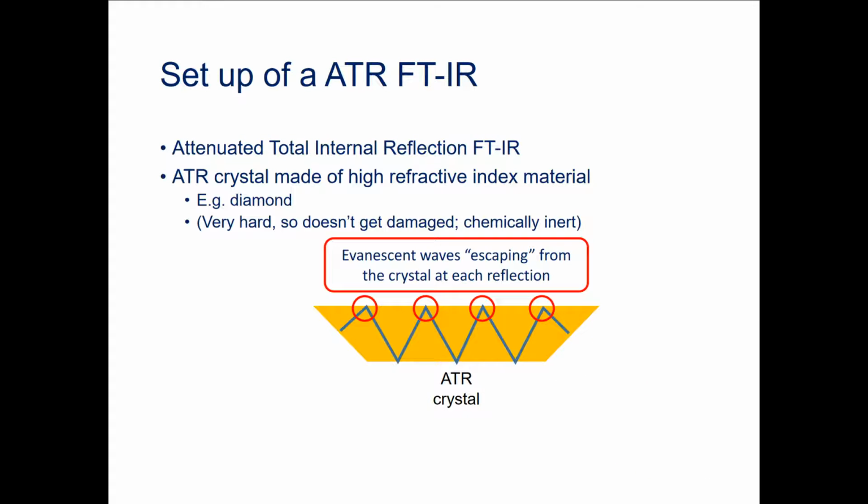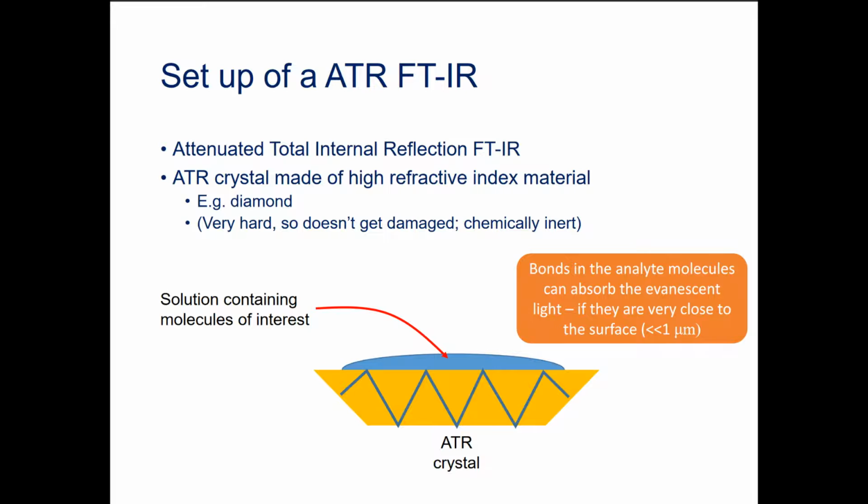Total internal reflection occurring inside of the ATR crystal means that the beam of light goes to the detector and comes from the interferometer. The ATR crystal is made of a material that has a high refractive index and is chemically inert, usually diamond. Because of this, samples in solution can be placed directly onto the crystal.